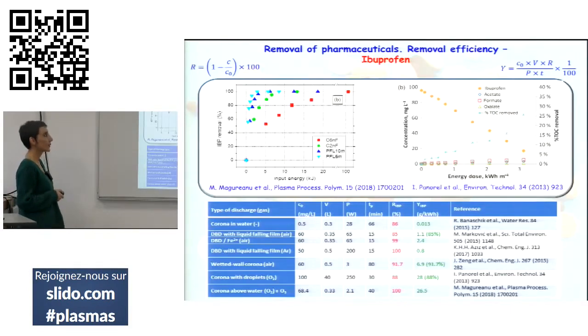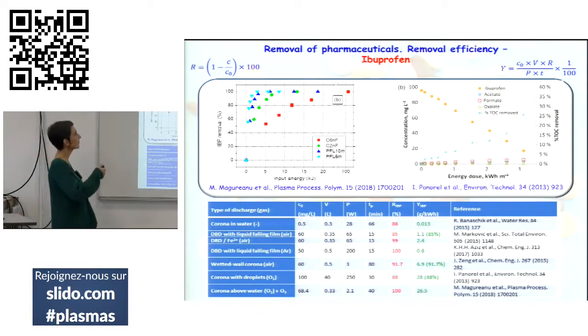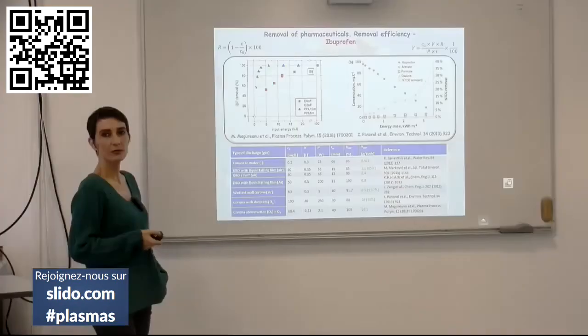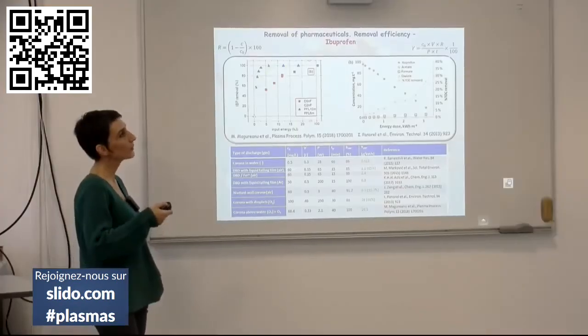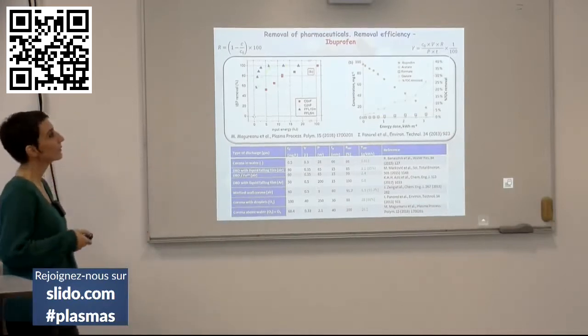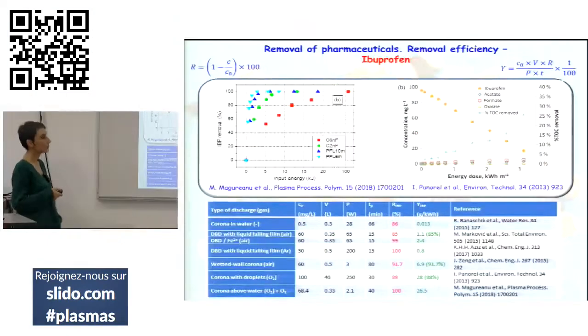And now I'd like to talk about the removal efficiency and the removal itself. So the removal is given, of course, by this formula, and the removal efficiency, as I said before, is the amount of pollutant that is removed per unit of energy introduced in the process. And I have here a few examples for ibuprofen. This is a non-steroidal anti-inflammatory drug. And as you see, complete removal can be obtained for various input energies.